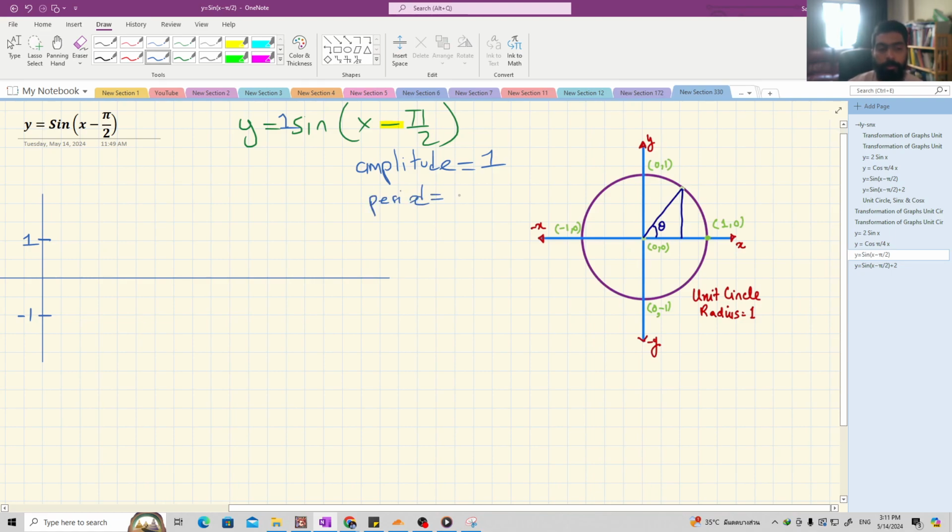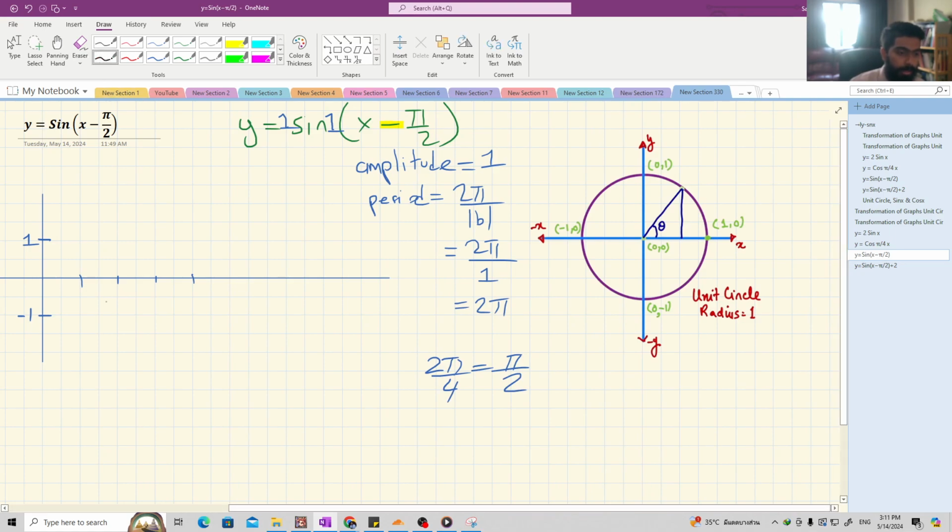Now, how do we find our period, guys? We have 2 pi divided by the absolute value of b. In this case, again, b will be the term in front of x, and the term in front of x is again 1. So 2 pi over 1 is equal to 2 pi. Now, since I'm going to be dividing it into 4 parts, 2 pi divided by 4 is going to give me pi over 2, right?